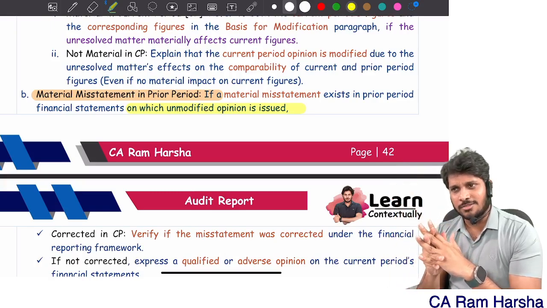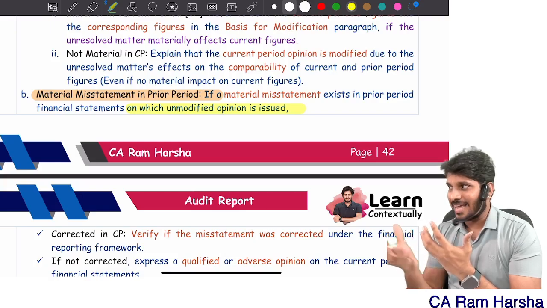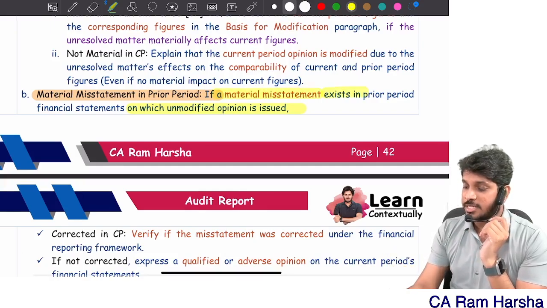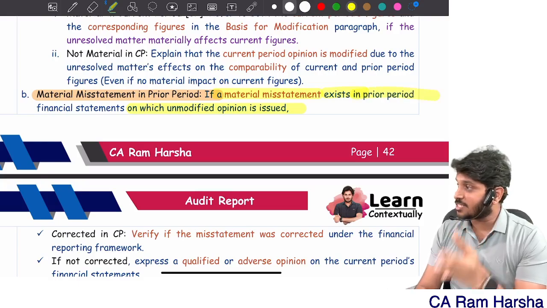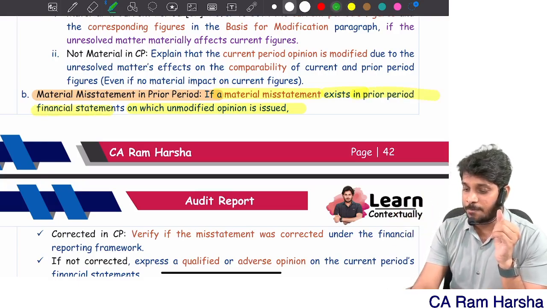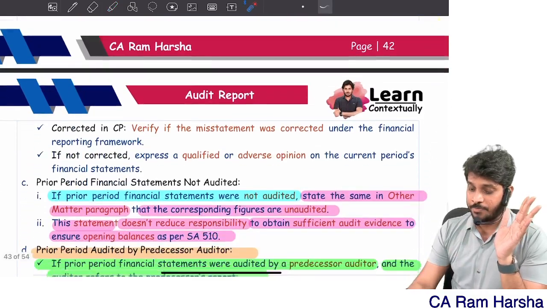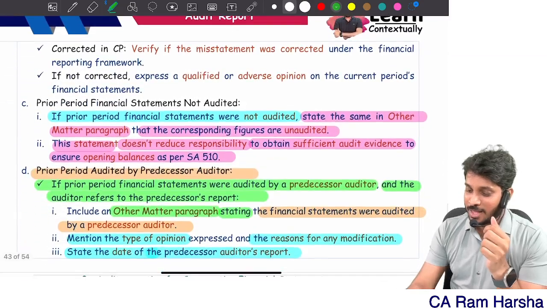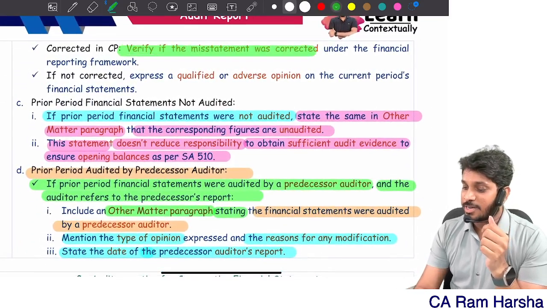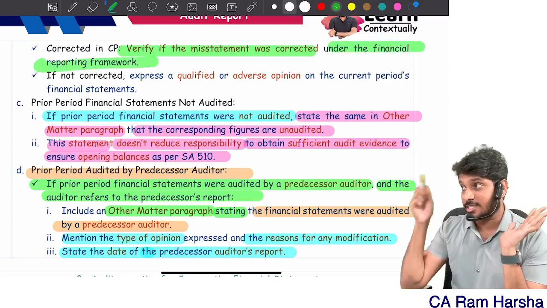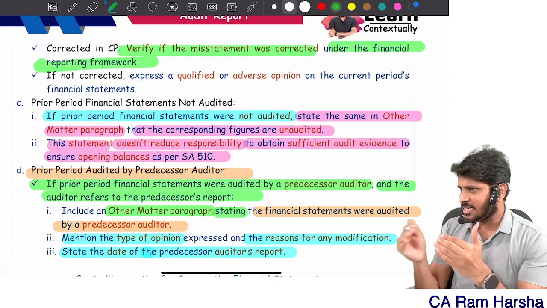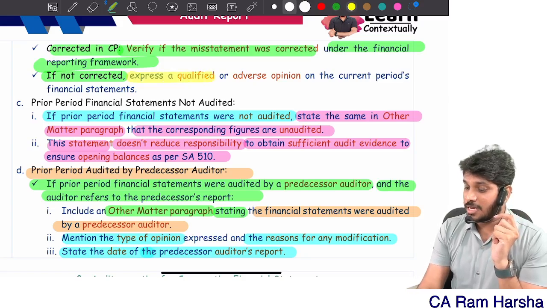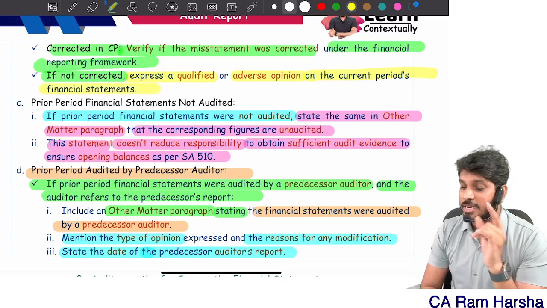In accounting there is a term for this: prior period item. If a material misstatement exists in prior period financial statements on which an unmodified opinion is issued, verify if the misstatement was corrected in the current year financials as per the current year framework. Nothing but, is it corrected as a prior period item? I want to check. If not corrected, express a qualified opinion or adverse opinion on the current period financial statements.